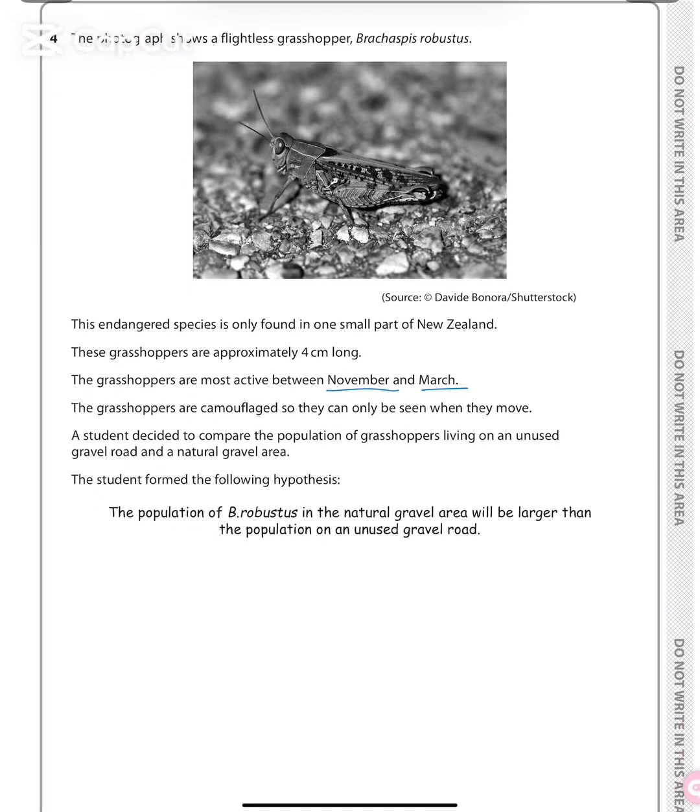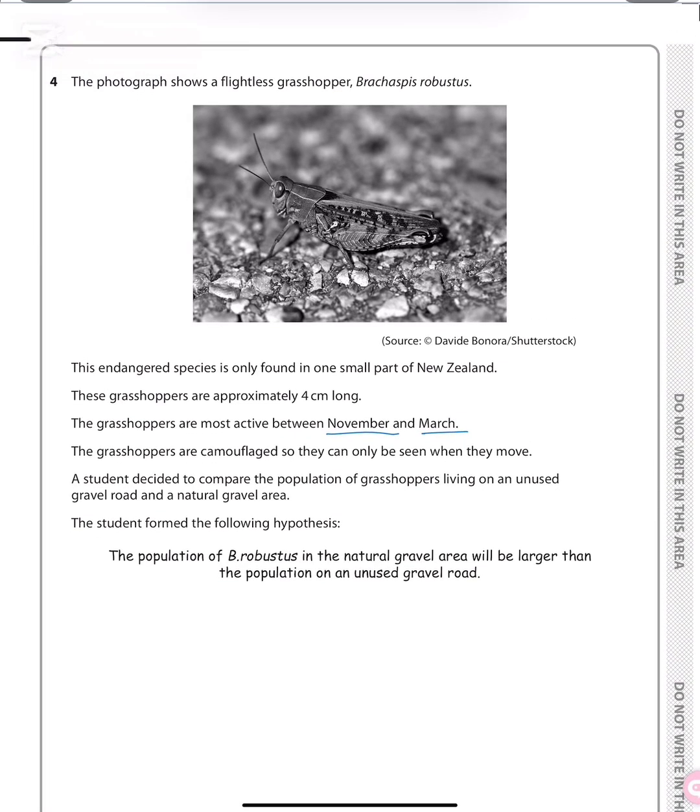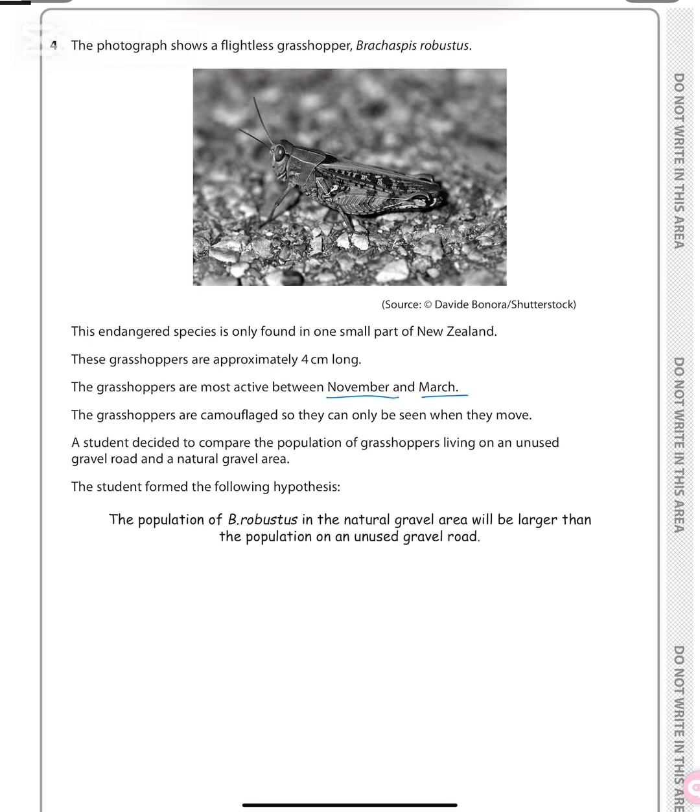The question is talking about a flightless grasshopper. It is an endangered species and also endemic. Its length is given. They are most active between November and December. They are camouflaged so they can be seen when they move.